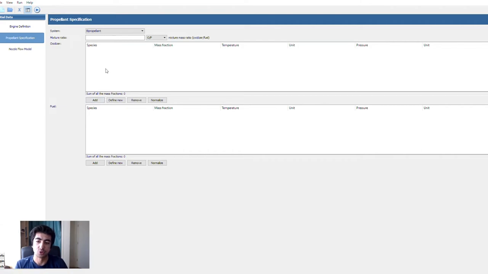So the next step is to choose our propellants. That's the next tab here. What I'm doing here is actually choosing the oxidizer from this long list of options that they have. I don't know why it didn't show up in the recording, but essentially I'm just scrolling through that list and choosing liquid oxygen as our oxidizer.